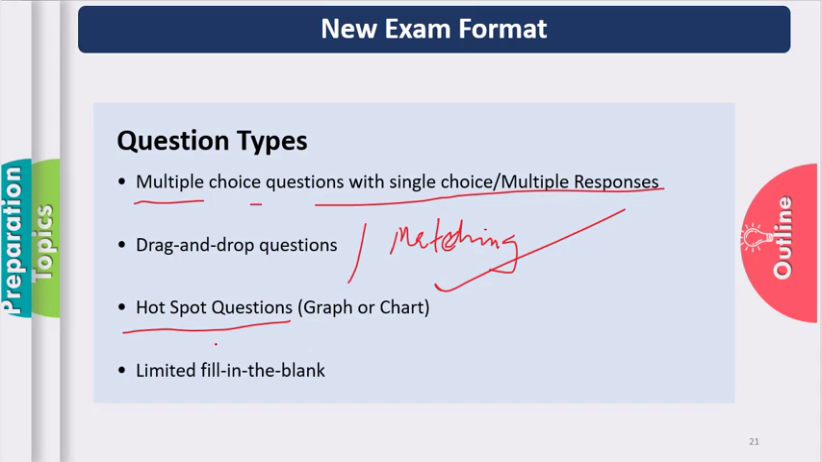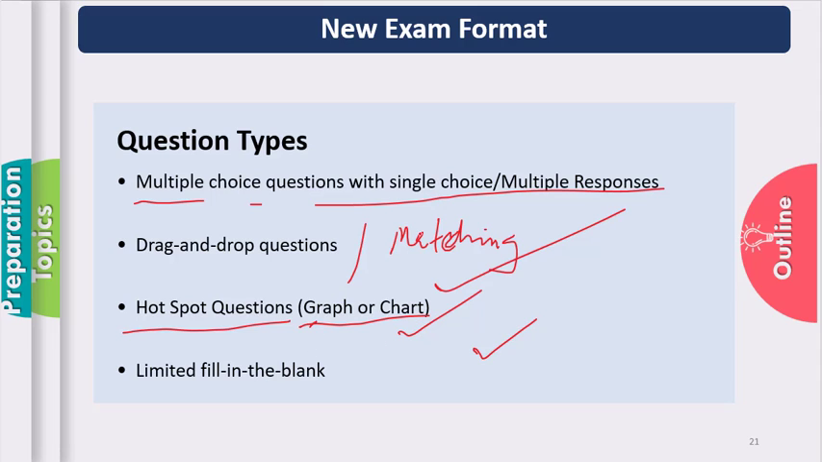This is some of the questions we'll be having. Hotspot questions will mostly be graphical or in a chart format. Then we'll have limited fill in the blanks. So apart from what we are used to, the 4 options questions where we select just a single choice, now we'll be having varieties of questions in these different formats. We'll be looking at examples of some of them.